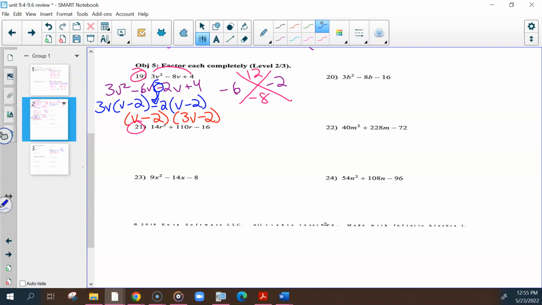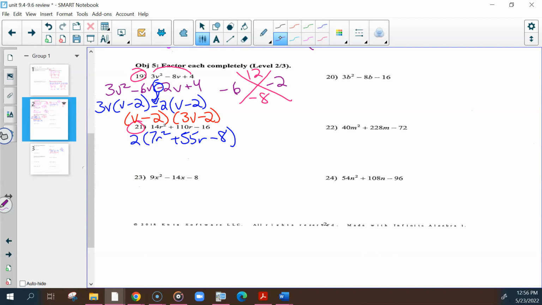Do these have something in common? Which one? 21. 2. We can divide each of them by 2, so if we do that, what's left? So 7r squared, 55r minus 8. Double check that. So then after we factored out that 2, the rest of the process is the same.